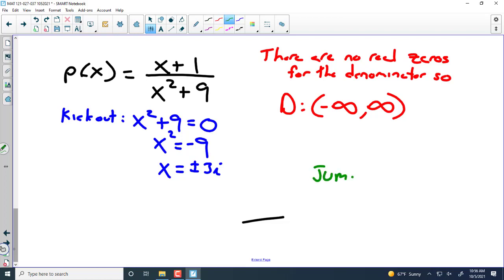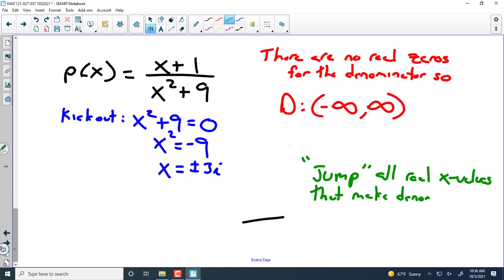Jump all real x values that make the denominator 0.